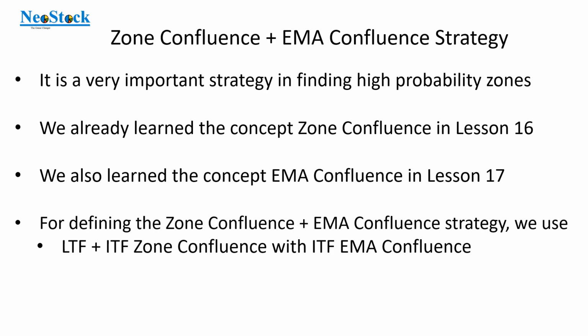You already learned LTF, ITF, HTF zones, lower time frame, intermediate time frame, and higher time frame, in our earlier lessons. I think in lessons 11 and 12, you learned those concepts. So, we are using zone confluence plus LTF and ITF time frames, and the ITF time frame zone should be having ITF EMA confluence. That is the first sub-strategy.